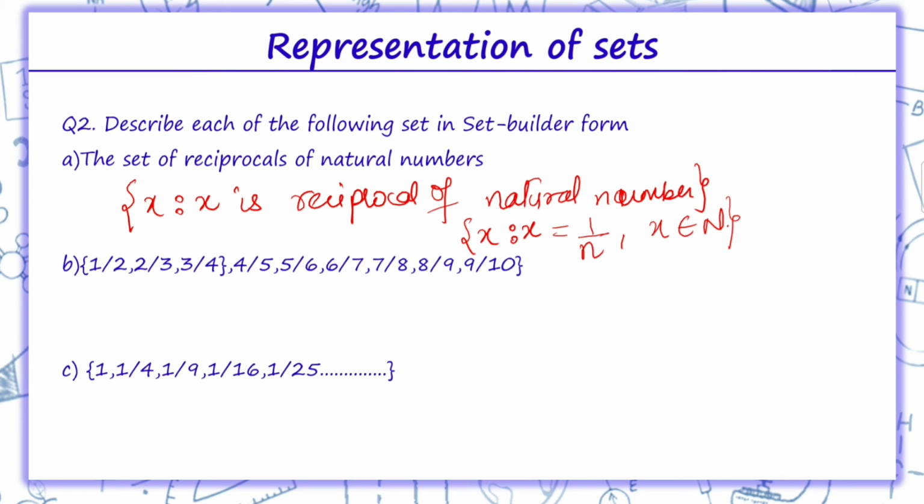Coming on to next, we have 1/2, 2/3, 3/4, 4/5, 5/6, 6/7, 7/8, 8/9, 9/10. These are the numbers which we are provided over here. As we can see, the one which is in the denominator in one term comes in the numerator in the next term. That means the denominator is always greater than the numerator by 1. So we have to write them in set builder form.